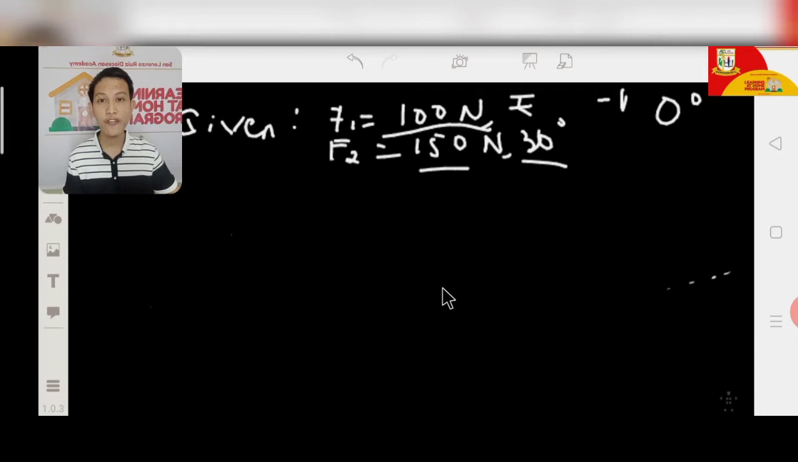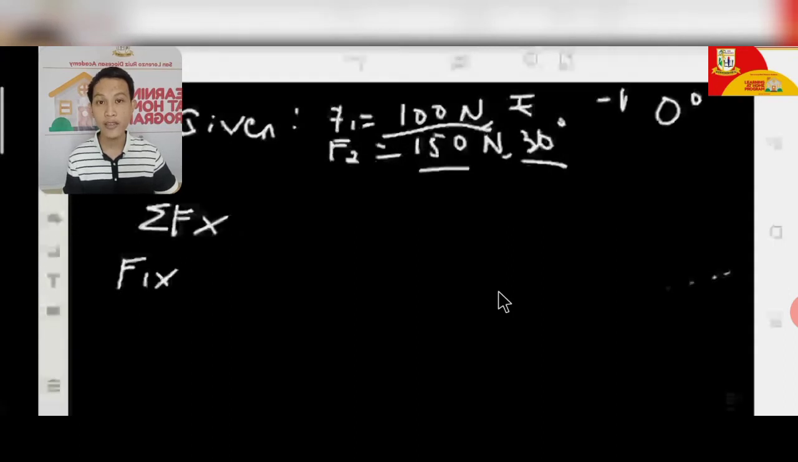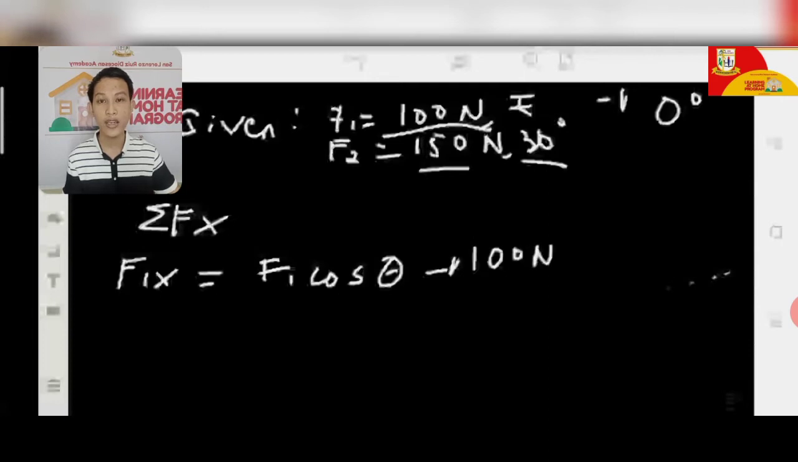So first, we will find the vertical and the horizontal components of these two vectors. So we will find the summation of Fx or the horizontal components of this given vector using the following formula. F1x is equal to F1 cos theta. Since it is horizontal, we will use the cosine value. And then, we will substitute the given values. F1 is 100 newtons cos 0 degrees. So that is the given direction or the theta.